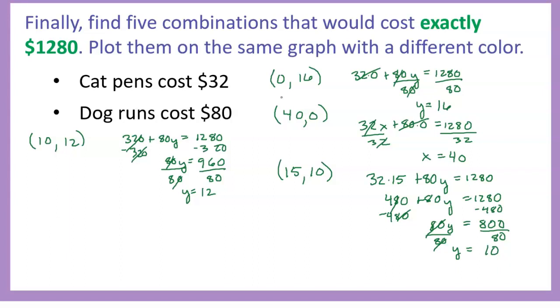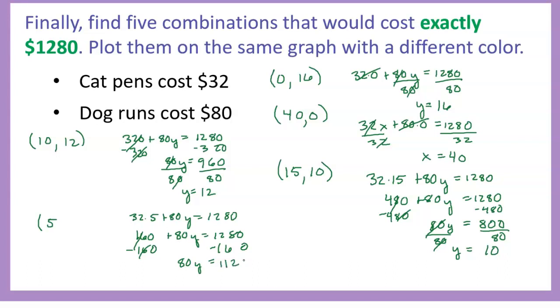So we tried 0 for the cat pens, 40, 15, 10. We know it needs to end with 5 or 0. Maybe we'll just try 5. Let's try 5. So 32 times 5 plus 80y equals 1280. 32 times 5 is 160. We will subtract that from both sides. We get 80y equals 1120. We divide both sides by 80, and we get 14. Y equals 14. Yay!